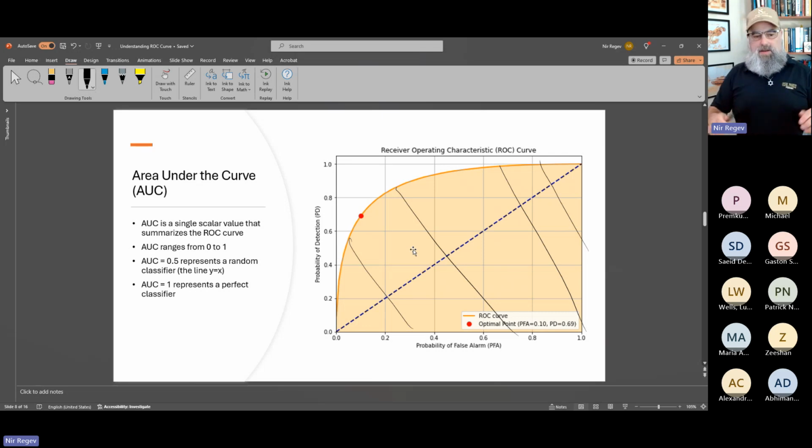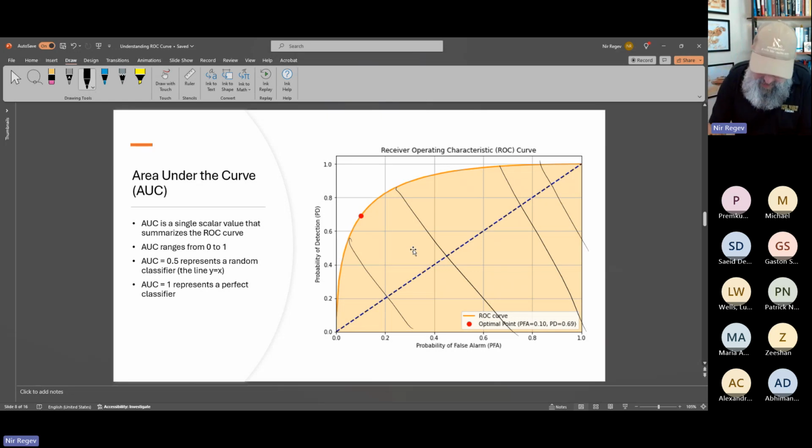When we are benchmarking or comparing classifiers, we can compare this metric, AUC, area under the curve, as a metric for performance. So for example, if I have a classifier that performs with an AUC of 0.7 and another one with 0.9, I will choose the one with 0.9, because it has better ROC performance and it gives me better opportunities to get less PFA and maximize the PD.